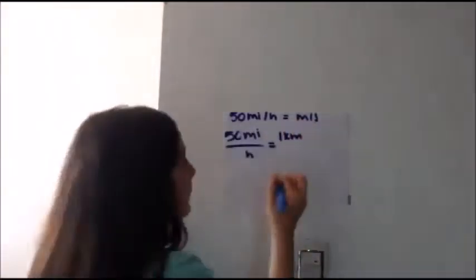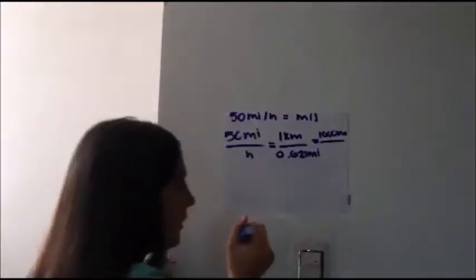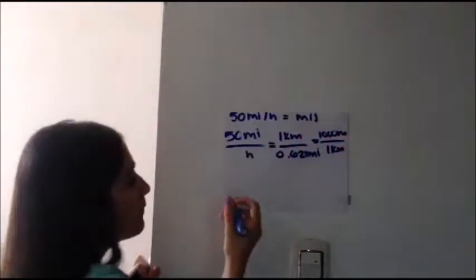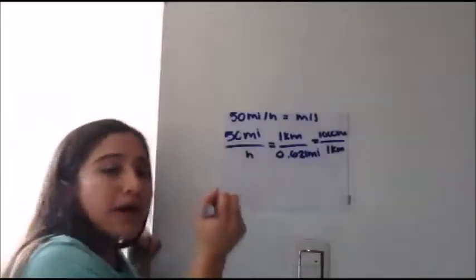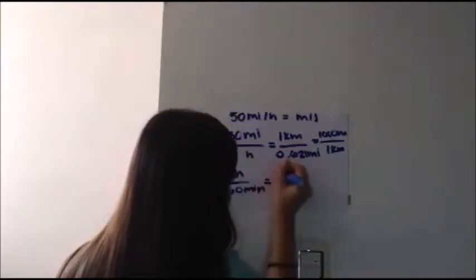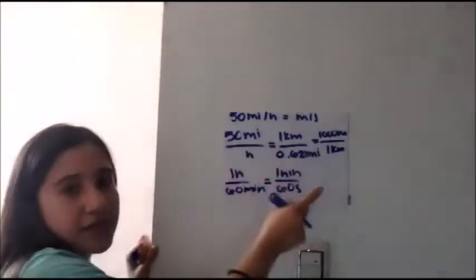it will be 1 kilometer, and 1 kilometer is equal to 0.621 miles. And then 1,000 meters is going to be 1 kilometer. So we passed miles to kilometers to meters. And then 1 hour over 60 minutes will be 1 minute and 60 seconds. So we pass hours to seconds.